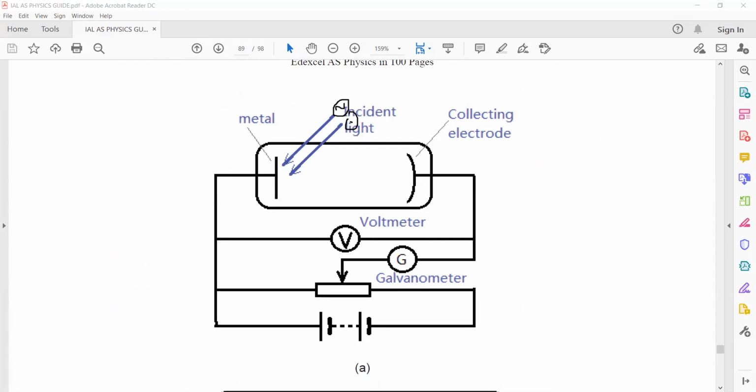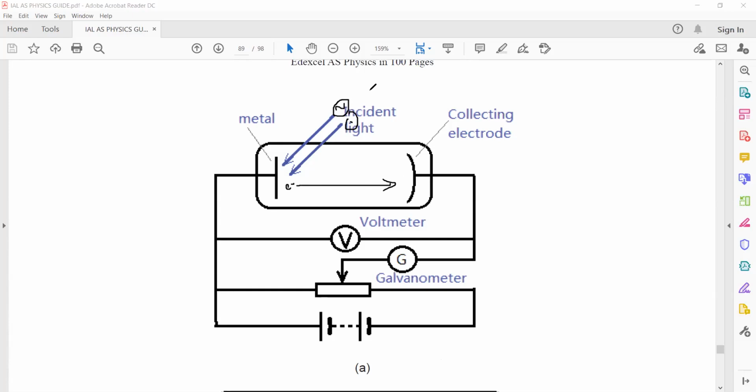So light in the form of a particle, or a photon, when it hits the metal surface, the electrons in the metal surface will come out, which we call photoelectrons.